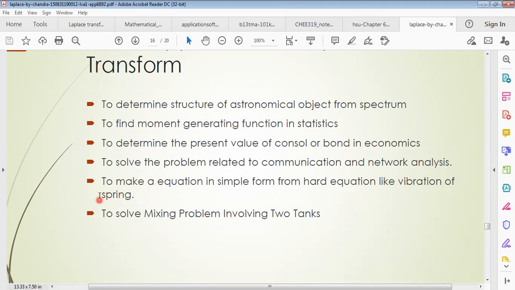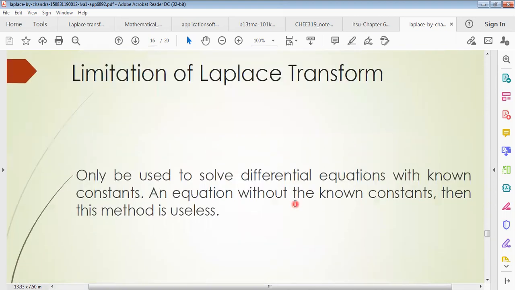This is also an engineering problem, a dynamical problem. To solve these types of problems, we have to use the Laplace transform. It is also used to solve mixing problems involving two tanks. Mixing problems arise in chemical engineering, where we can use these types of methods.